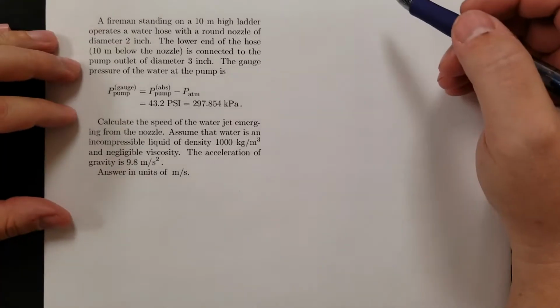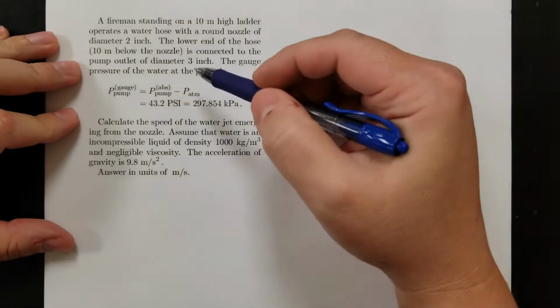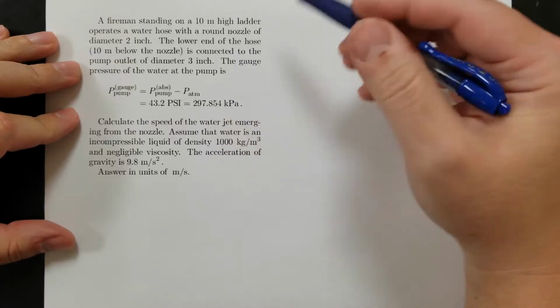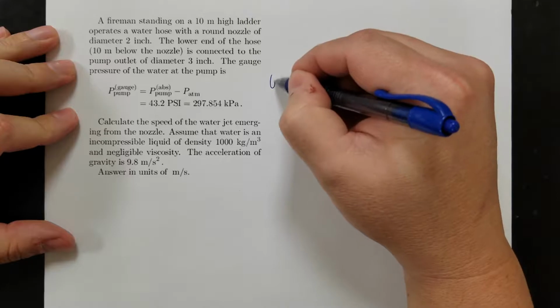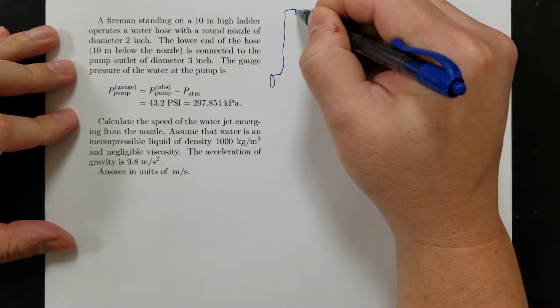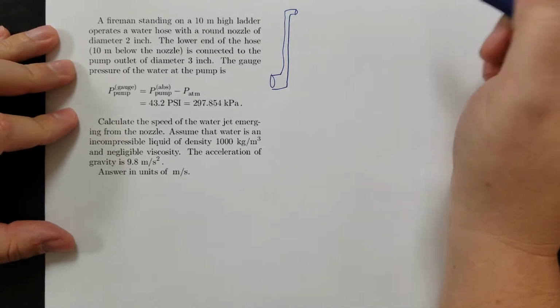All right, this problem's a doozy. So you have a fireman standing on a ladder. Let's draw a picture of this. I have a fireman standing on a ladder, and I've got a hose that's going up, and the hose is changing diameter.